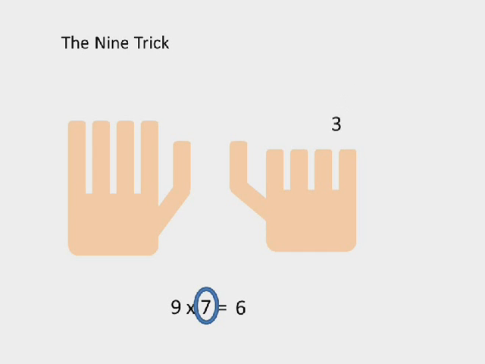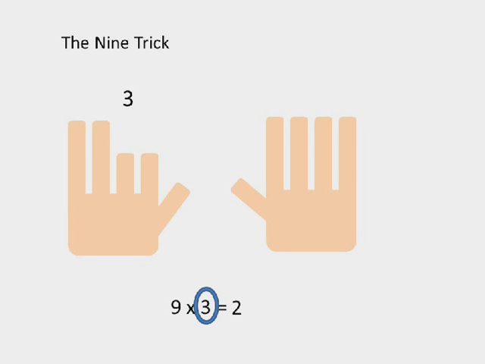So the answer to 6 times 7 is 63. So again, put the hands on the screen and follow along. 9 times 3. So we're going to drop down our 3rd finger. 1, 2, 3. We're going to put our 3rd finger down. So now we're going to count 1, 2. So the first part of our answer is going to be 2.